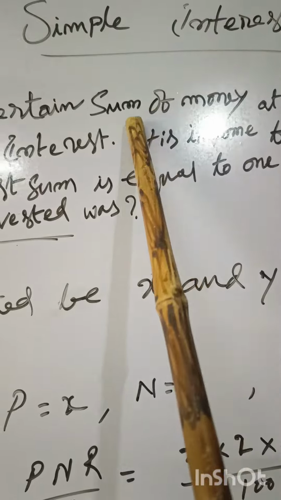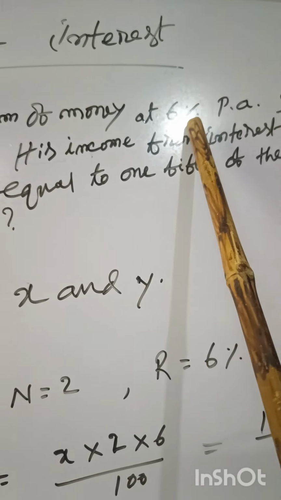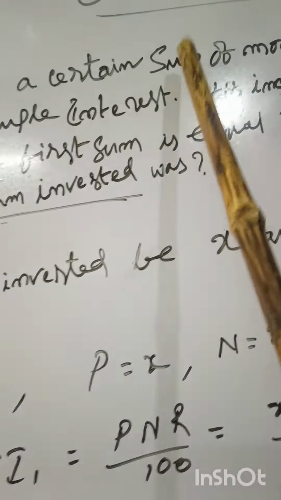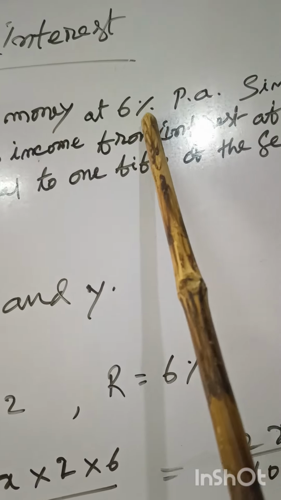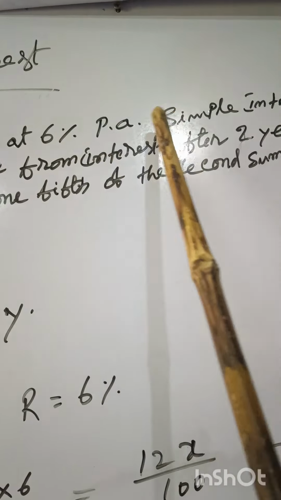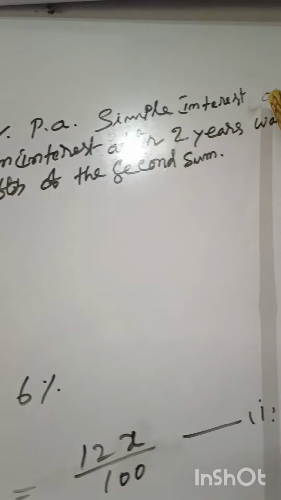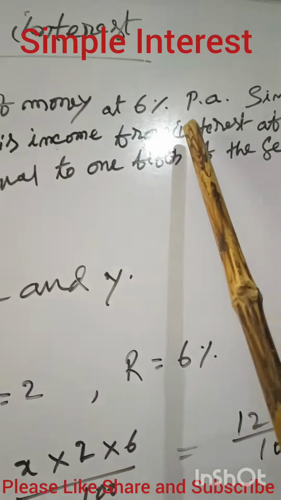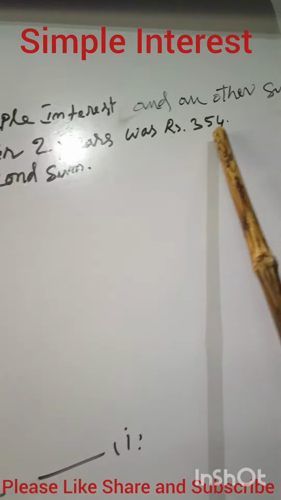Here we see one more example in simple interest. The question is that a man invests a certain sum of money at 6% per annum for simple interest. So here principal is not given, but the rate of interest is 6% per annum, and another sum at 7% per annum for simple interest. His income from interest after 2 years was 354 rupees.